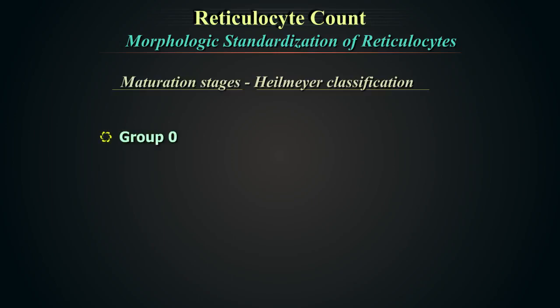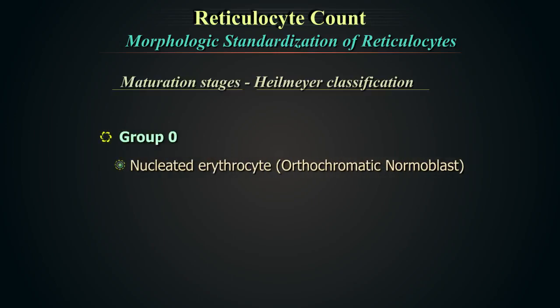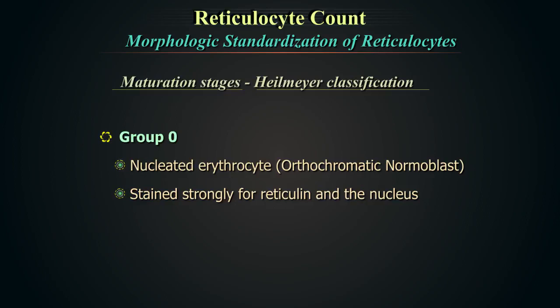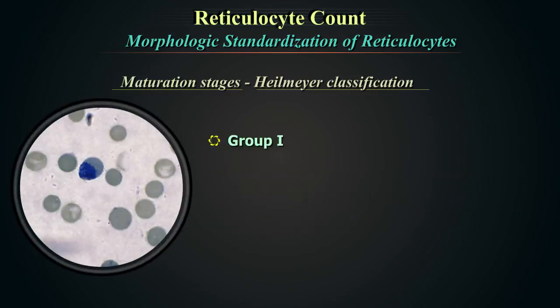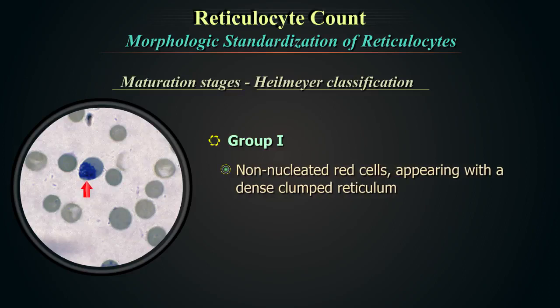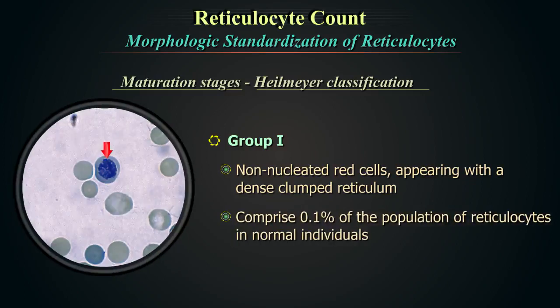Group 0 represents nucleated erythrocyte or orthochromatic normoblast, which stains strongly for reticulin and the nucleus. This cell type is not included in the reticulocyte count. Group 1 represents non-nucleated red cells appearing with a dense clumped reticulum. They comprise 0.1% of the population of reticulocytes in normal individuals.